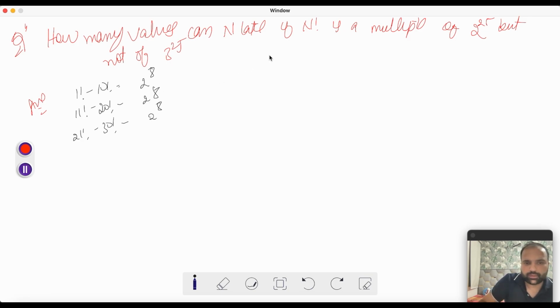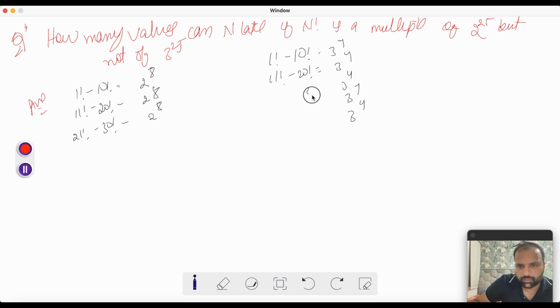Similarly, in 1 factorial to 10 factorial, how many times does 5 come? So it will be 4. 11 factorial to 20 factorial, how many times? Again 4. So we have 30 factorial, 40 factorial, 50 factorial, 60 factorial. So close to 60 factorial we have 3 to the power 24. Okay, so that's how we can go about it.